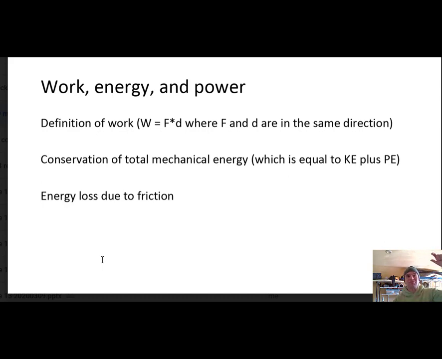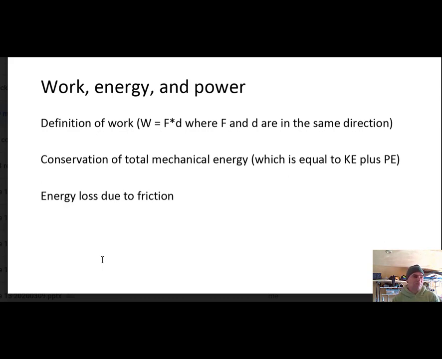If you have an object raised to a certain height, you're increasing its potential energy. And then if you drop it, that potential energy of height is converted to kinetic energy of motion. And so that is considered conservation of mechanical energy, where you're converting kinetic energy and potential energy.